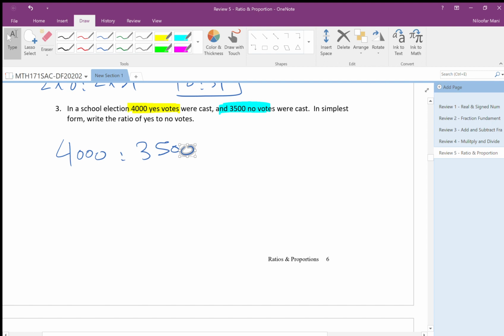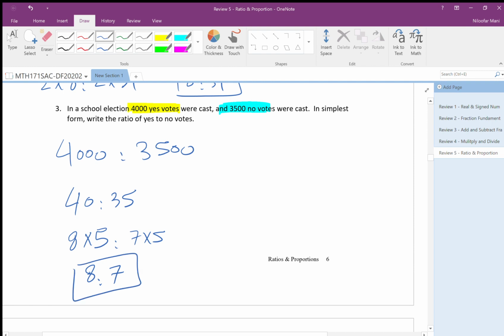However you say, I know this is yes, this is no, I didn't mix them. But can I simplify? So 4,000. First of all, I can cancel zeros, and then I can say it is 8 times 5 compared to 7 times 5, and then it is 8 to 7. That's the answer.